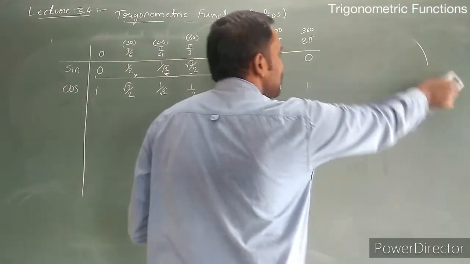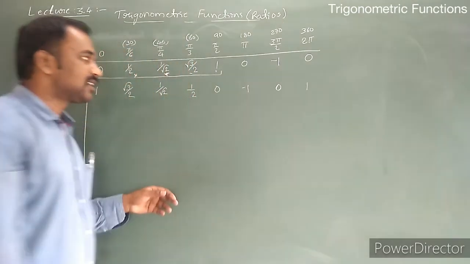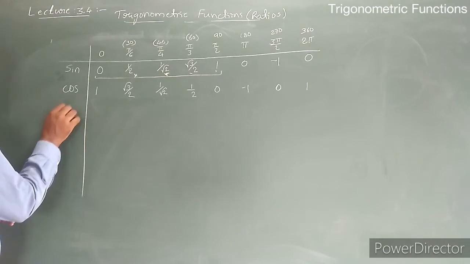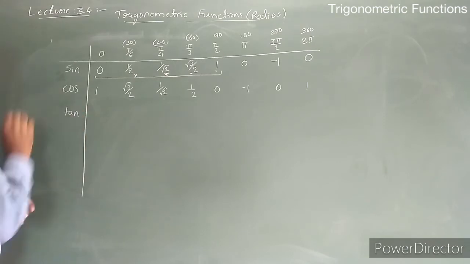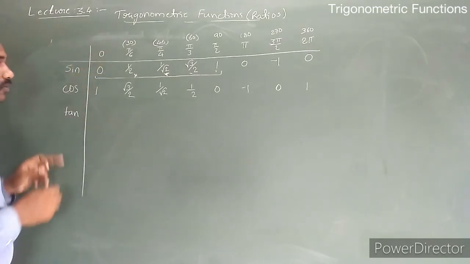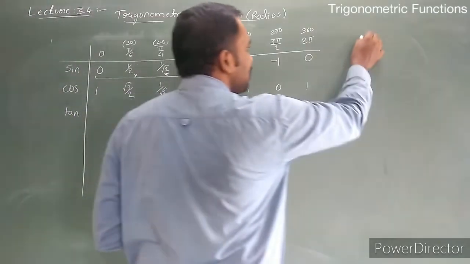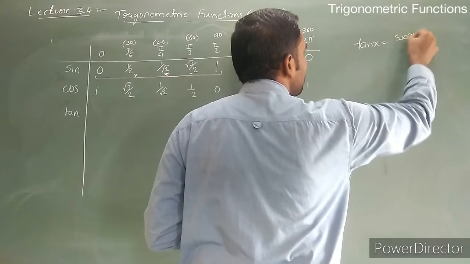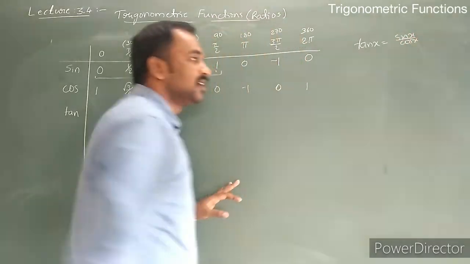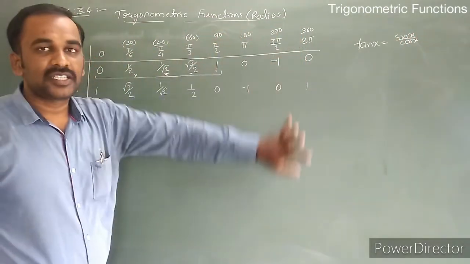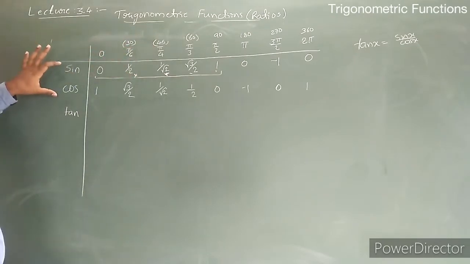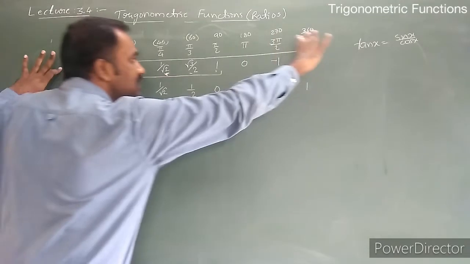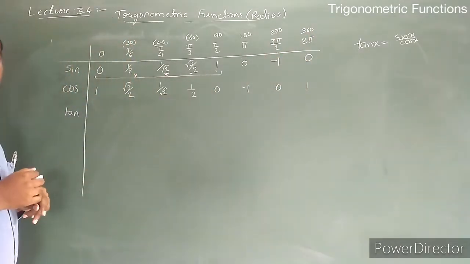After writing the cos and sin values, we can easily get the remaining trigonometric ratios. What is the next one? Next one is tan. What is the tan definition? Tan theta, or tan of x, is equal to sin x divided by cos x. While remembering this table, just remember the sin and cos values for all these angles. If you remember these, you can easily get the remaining 4.